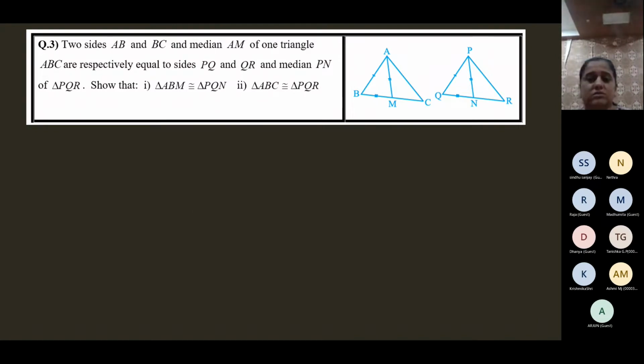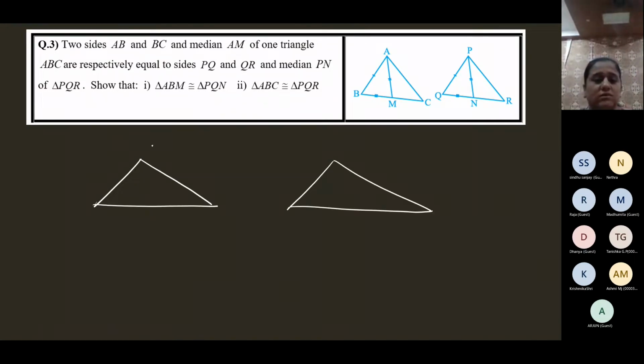Yeah, children. I think the diagram is also fine. So see, triangle ABC, triangle PQR. AM is the median. Median meets the opposite side at the midpoint.